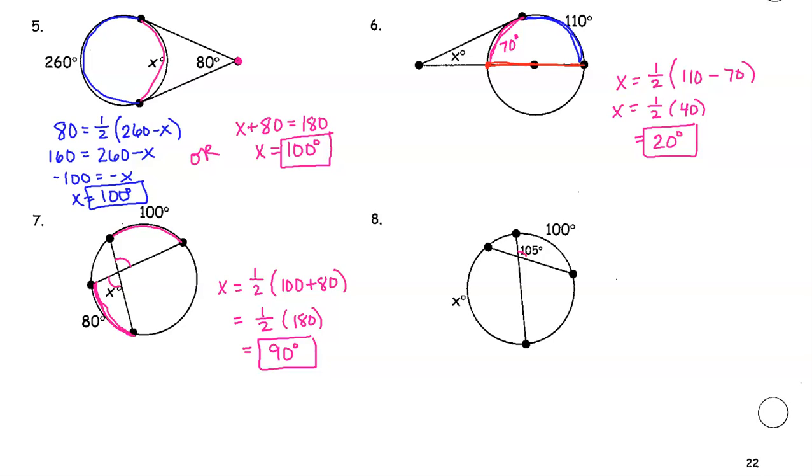Number 8, again, I've got the 105, its vertical angle, and pay attention to where they open up. So the vertical angle opens up to the x, the angle of 105 opens up to 100. So the angle is equal to 1/2 the sum of the two arcs. So since our x is in the parentheses, let's multiply both sides by 2. So 105 times 2 would be 210, equals x plus 100. Subtract the 100. So we get 110 for that arc.